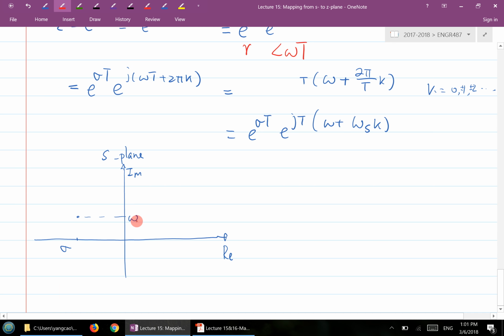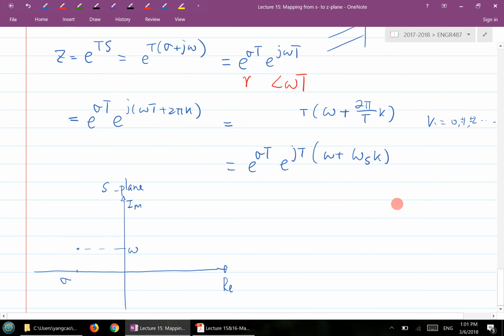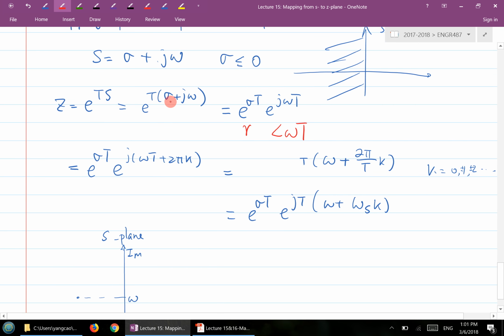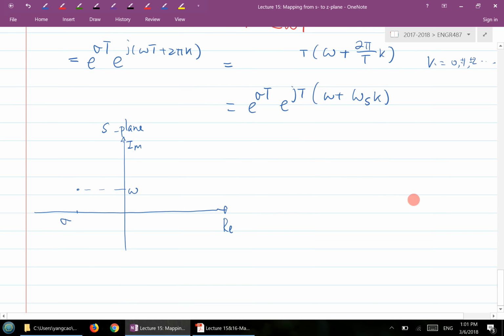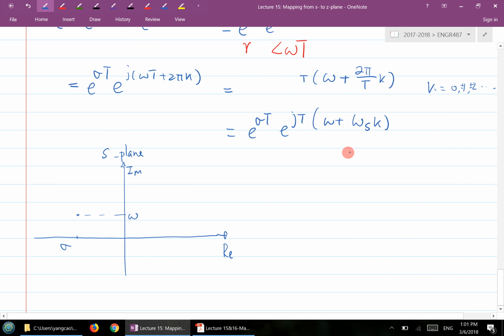So then what do we do now? If you look at this, I just do the mapping. This is e to the power sigma, so let's do the mapping now. And here is the z plane, this is the imaginary axis, and this is the real axis.